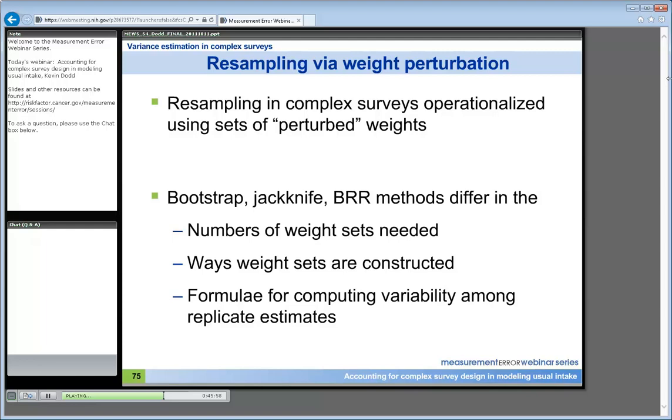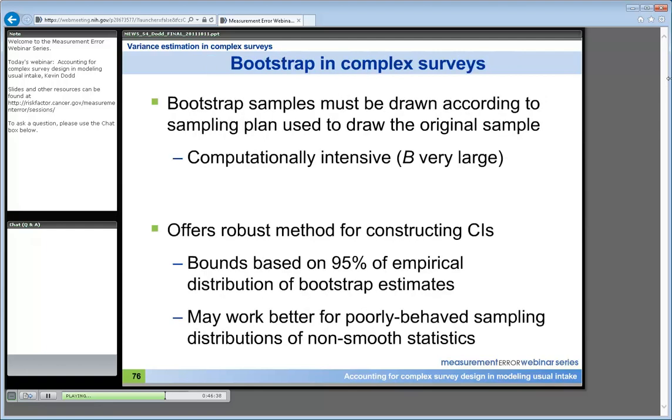Now, all of the resampling methods that are applied to complex surveys can take advantage of this idea of implementing resampling by weight perturbation. And the Bootstrap, the Jackknife, and the BRR methods that are applied to complex surveys differ in the numbers of weight sets that you actually need to do the procedure, the way you construct the weight sets, and the formulae for expressing the standard error estimate as a function of the variability among the replicate estimates. And those functions change because now you're talking about cluster sampling rather than simple random sampling. So it's not always just a simple standard error or standard deviation calculation. You have to use some more complicated formulae sometimes.